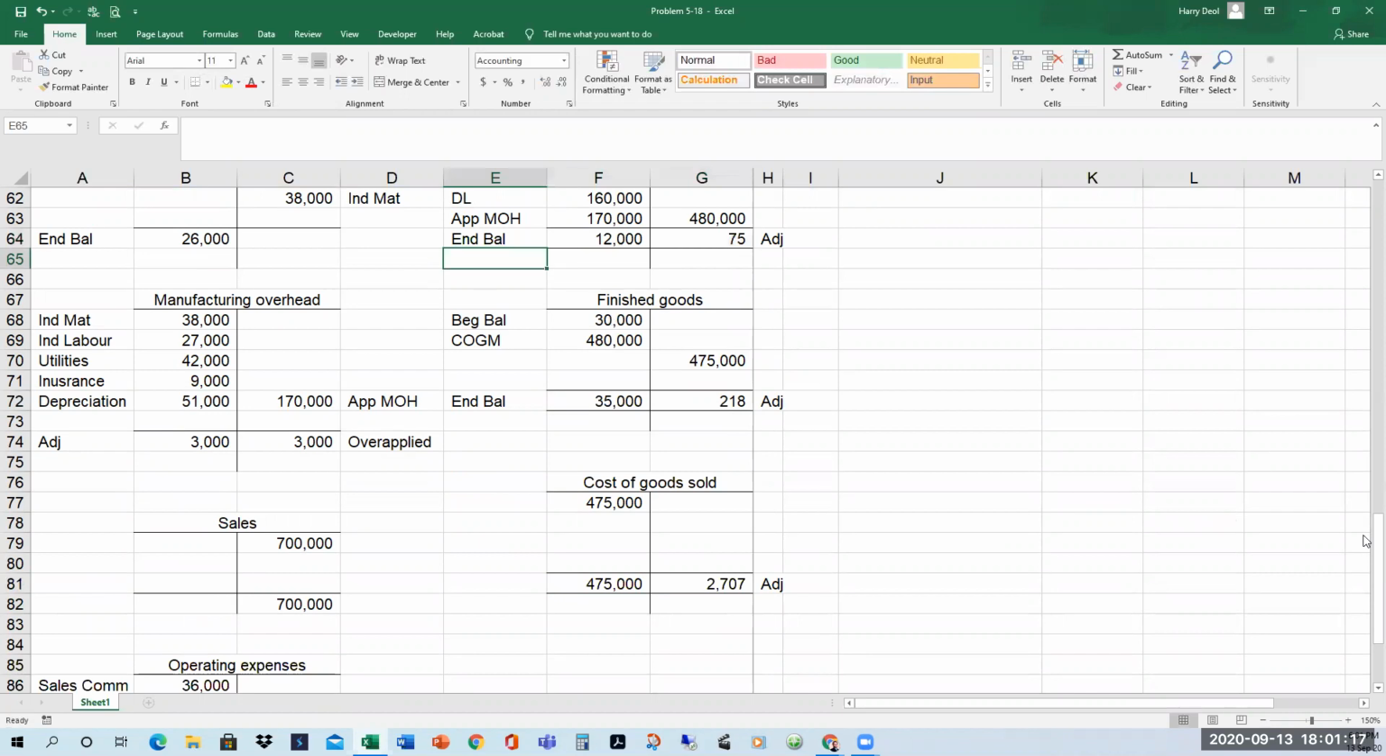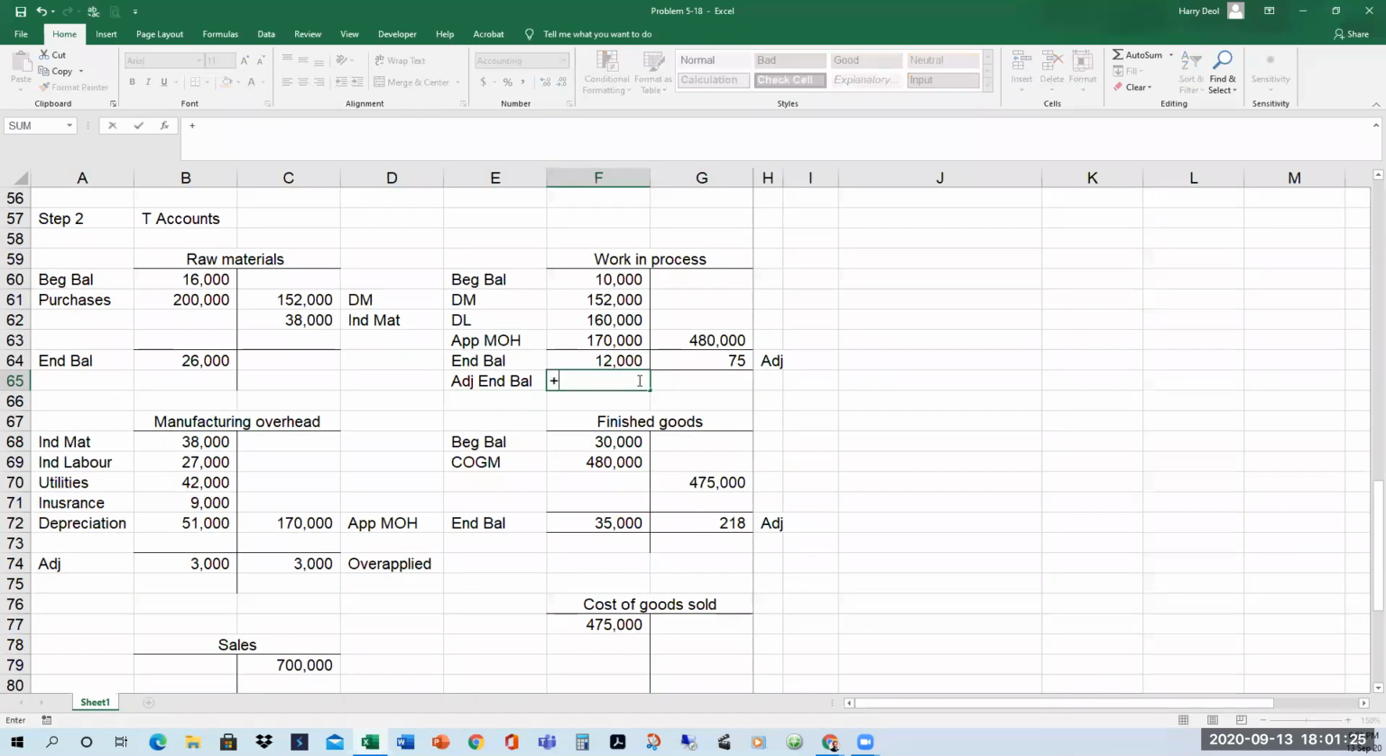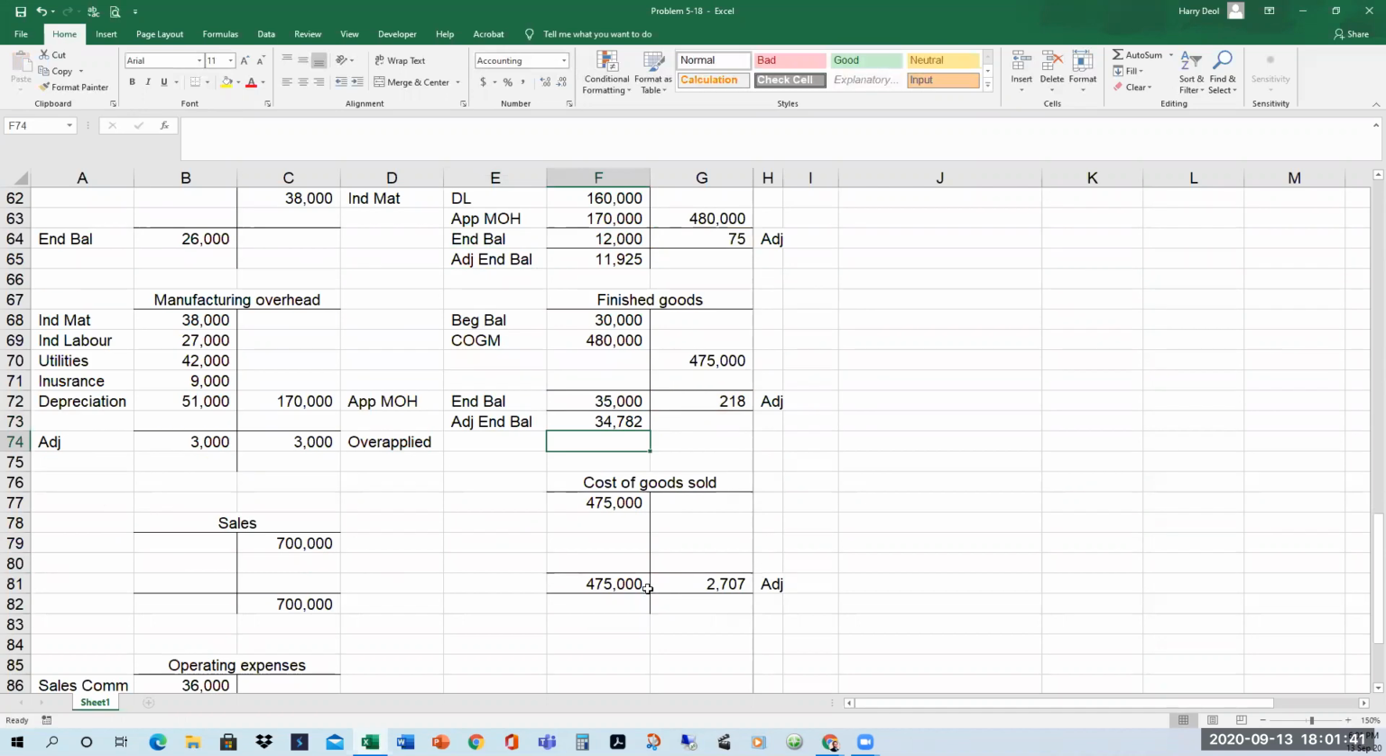Once you've done that, we must calculate the adjusted balances. The adjusted ending balance for work in process is 12,000 minus the $75, 11,925. For the finished goods, the adjusted ending balance is 35,000 minus the $218. And for cost of goods sold, the adjusted cost of goods sold is 475,000 less 2,707, 472,293.